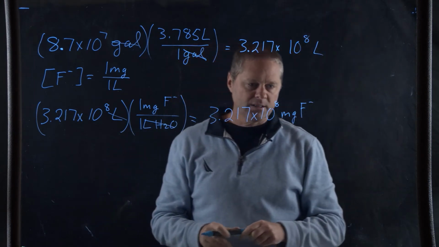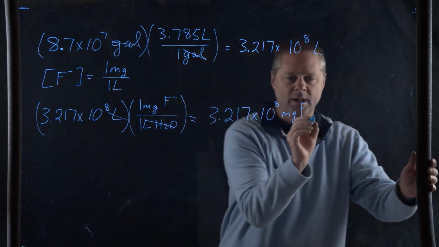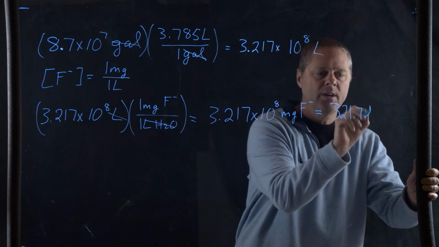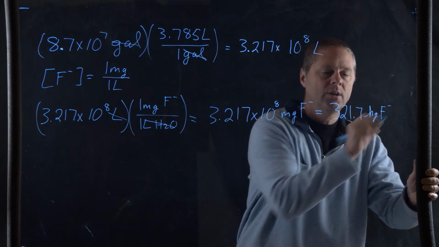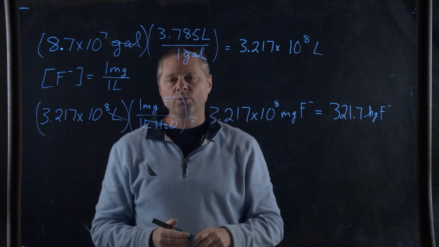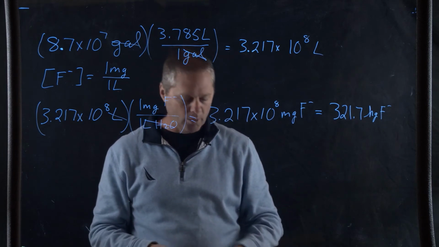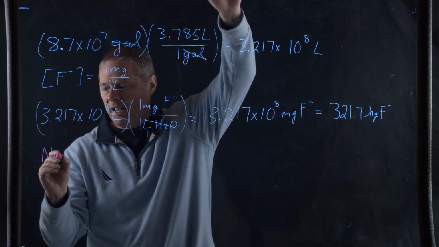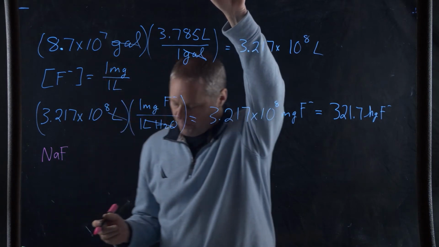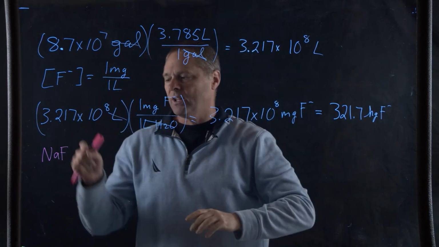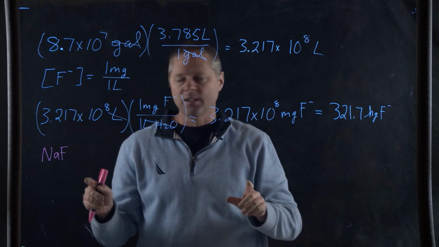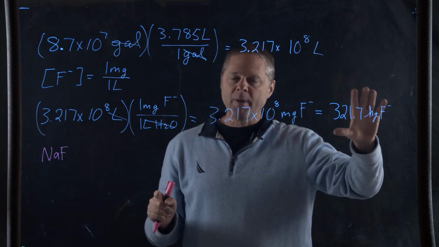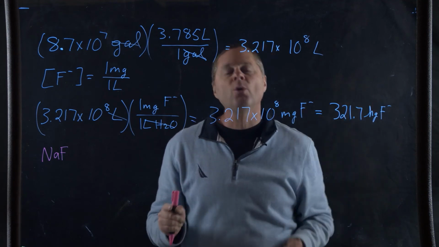Now that's fine. We could convert this into kilograms, and this gets us to 321.7 kilograms of fluoride. But the question asks for the amount of sodium fluoride. Sodium fluoride is NaF, and we can find the mass percent of fluoride in sodium fluoride and use that with the mass of fluoride we have to determine how much sodium fluoride we're going to add.